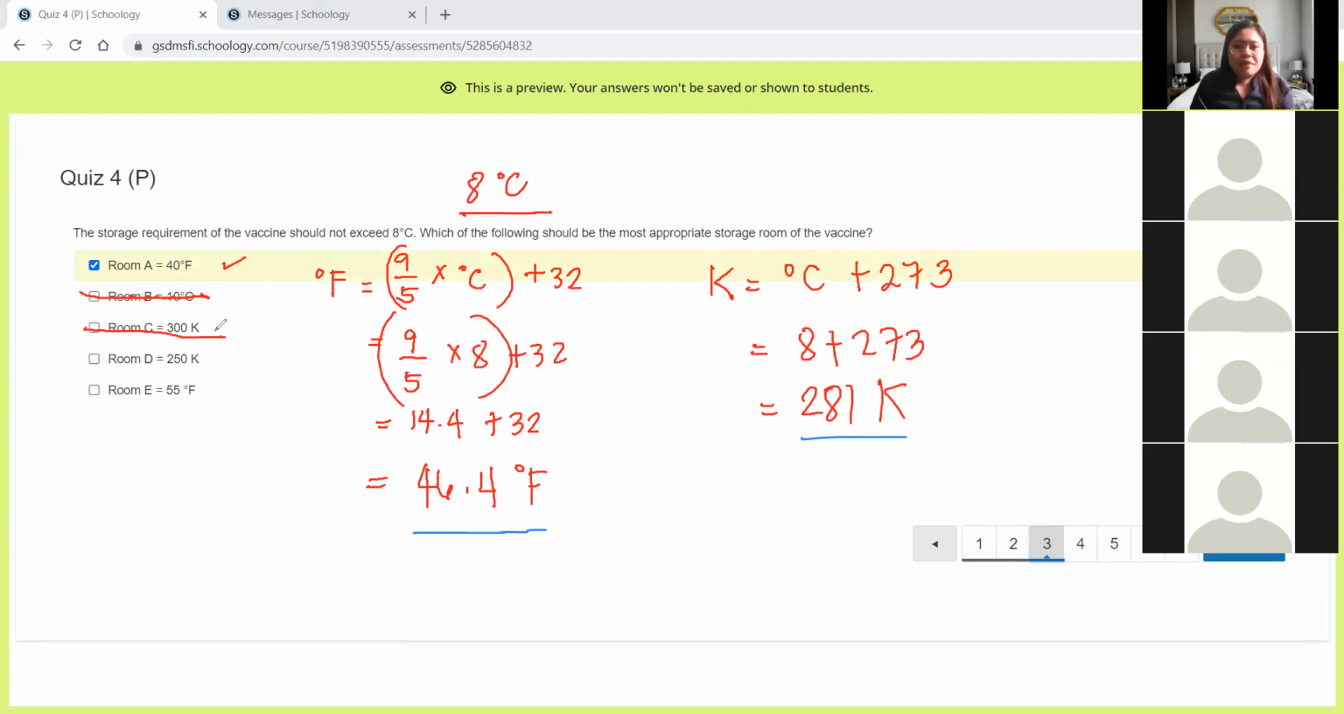For room D, it's 250 Kelvin. So it's less than 281 Kelvin, meaning we can also place our vaccine here. And lastly, 55 degrees Fahrenheit. So 55 degrees Fahrenheit is more than the 46.4 degrees Fahrenheit. So we also have to omit this one. Therefore, in this problem, we have two answers. Pwede siya room A, pwede din room D.